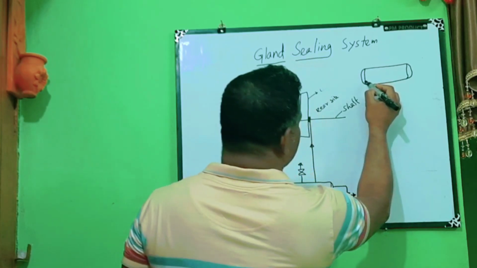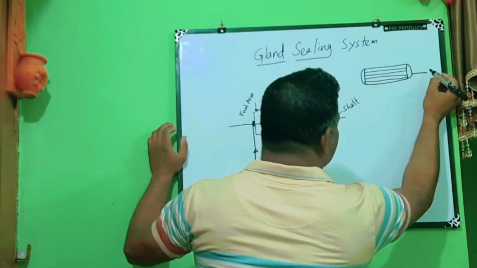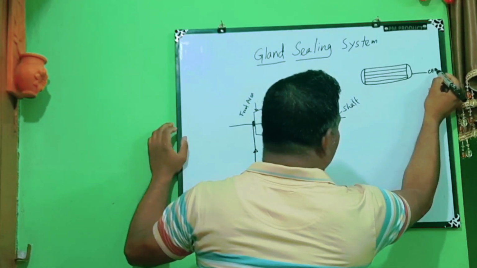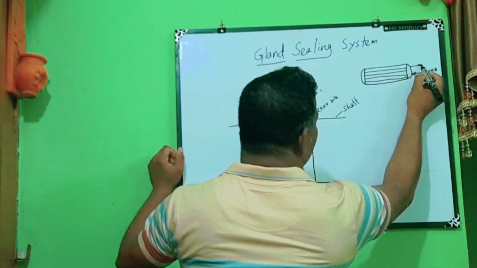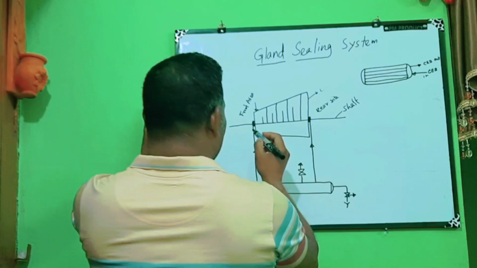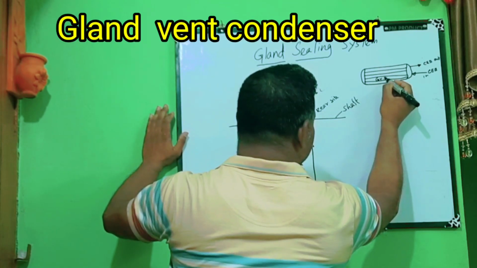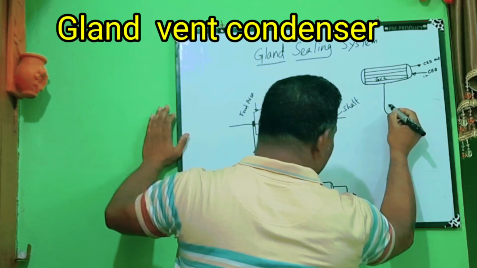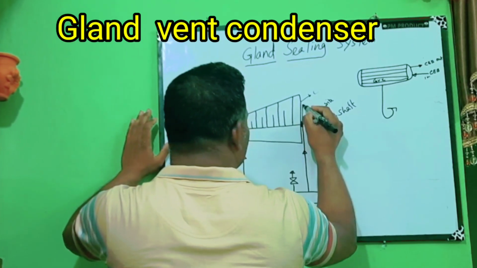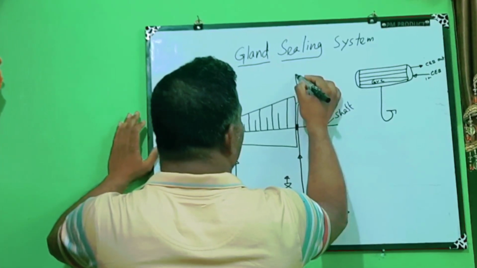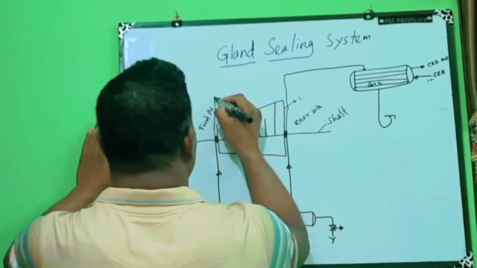On this side some tubes are available, at the CEP, or this cooling water will come to this point and go out this way. Where will this steam go? This gland steam condenser is called GSC. Like this, this sealing steam will go this way. From this side also sealing steam will go, and where will it go? To the GSC area.